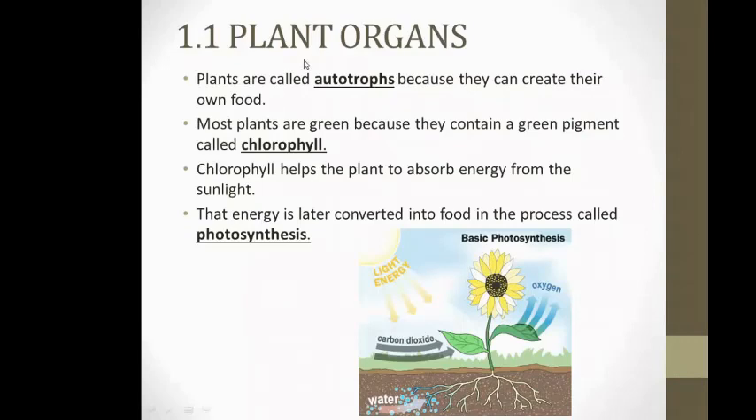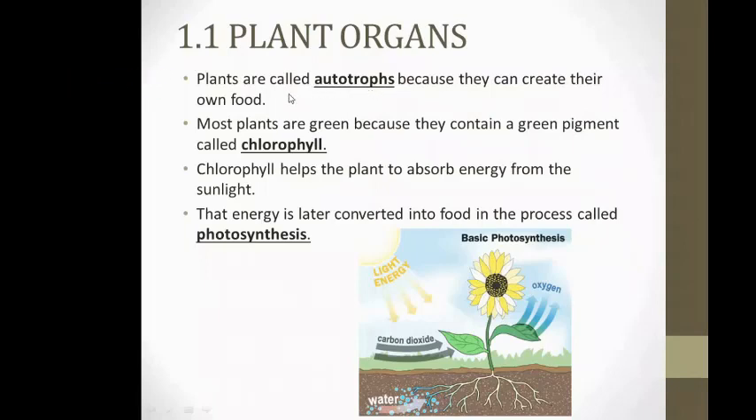Now the first topic of this unit is plant organs. Before we discuss the organs of the plant, we will give a briefing about what plants really do. We all know that plants are capable of producing their own food. Any organism that can create its own food is called an autotroph. Auto stands for self, while troph stands for food.